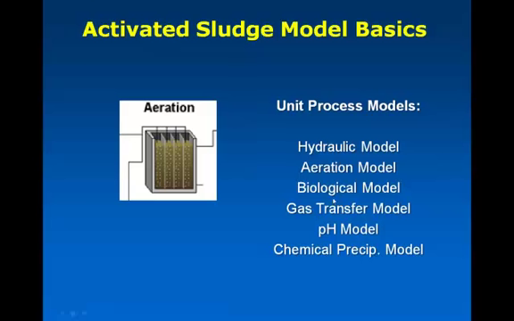And we then, on top of that, in certain models, our more complex models in GPSX, have a few other things in there too, including a gas transfer model for our greenhouse gas emissions portion of GPSX. We have a pH model there to do inorganic speciation of a number of different types of ions in our system. We also do mass balances on calcium and magnesium and potassium and so on. And then for those ones where we have a pH model, we also have a chemical precipitation model.